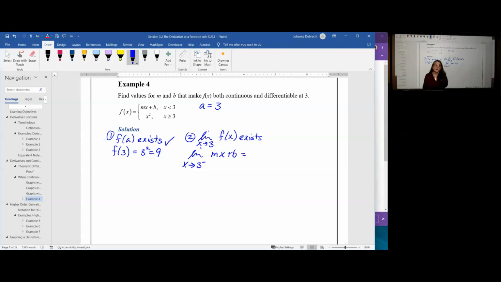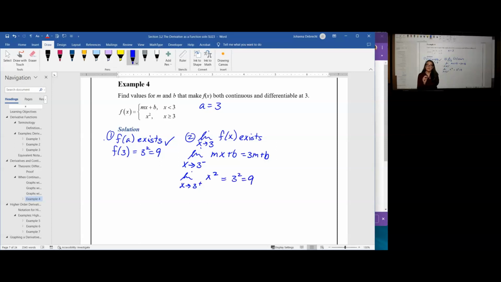When I substitute that value in, I get 3m plus b. I know that the limit from the left would be 3m plus b. What about the limit from the right? From the right, I use the second piece, x squared, and when I substitute, I get that it's 9.